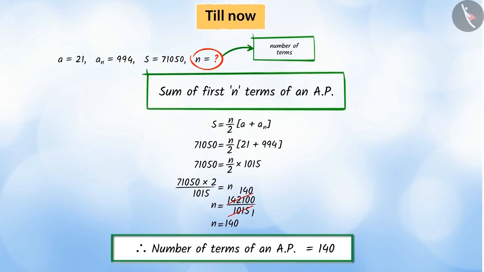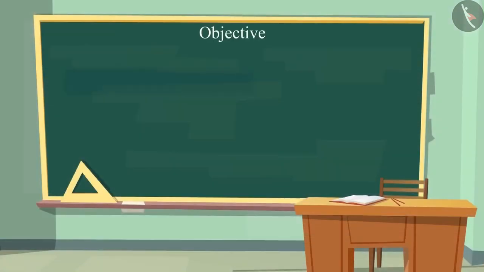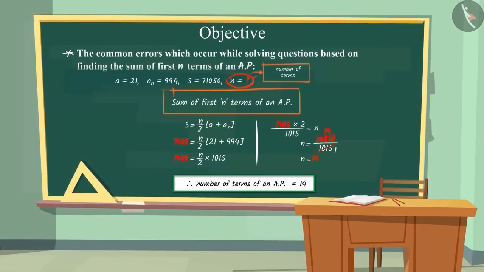In the previous video, we saw some interesting examples based on the sum of the first n terms of an arithmetic progression. In this video, we will see what are the common mistakes that can occur while solving these types of questions.